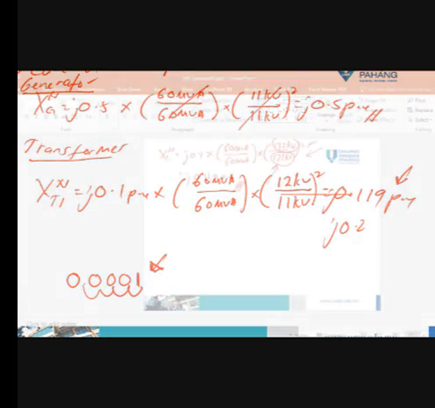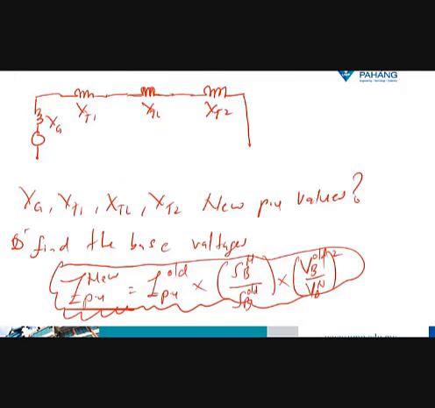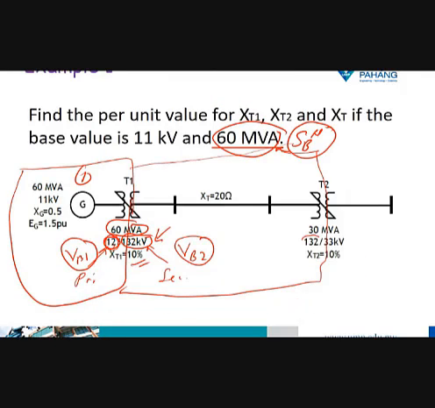So XT2 new equals j0.1 per unit times 60 MVA over 30 MVA, times the primary side 132 kV over V base 2.